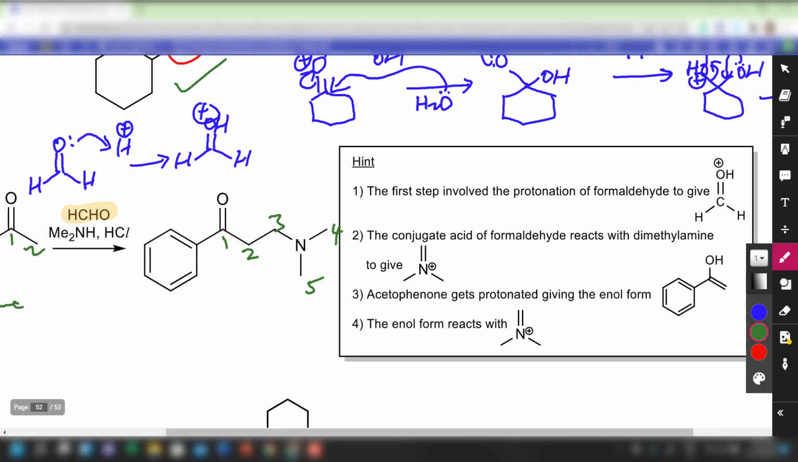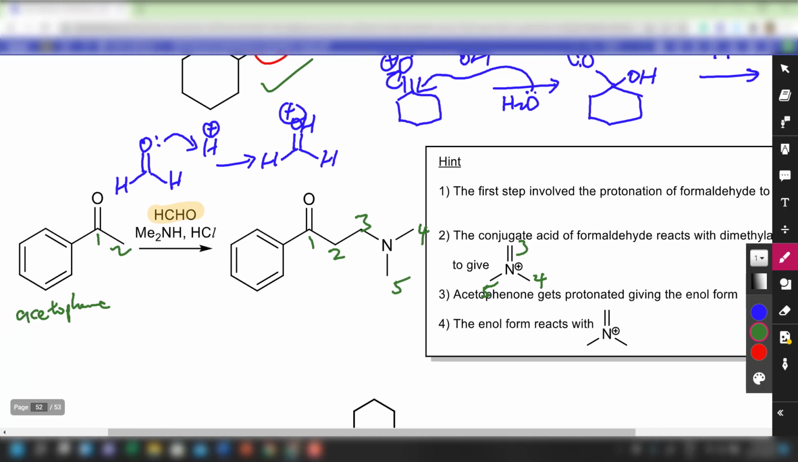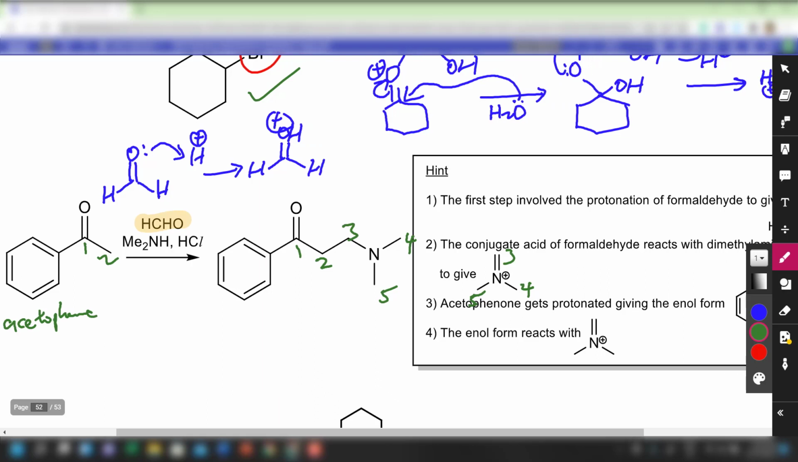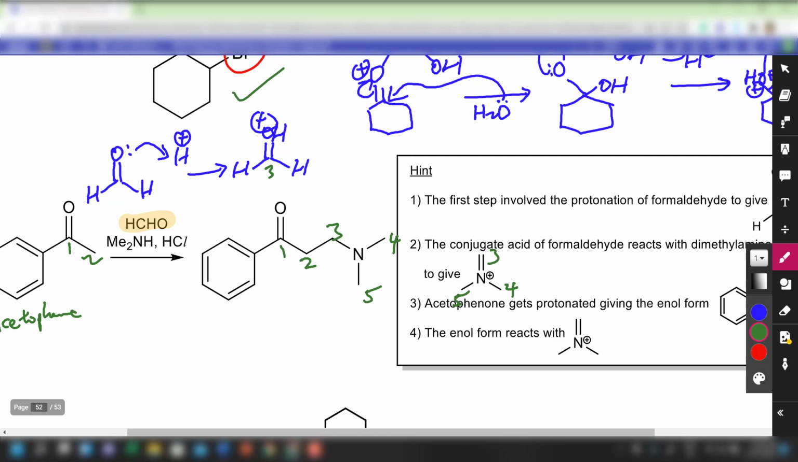So if I'm going to number the carbon, this will be 4, 5, and then this is 3, right? Yeah, so that means that my dimethylamine is going to perform the nucleophilic attack on the carbonyl carbon of formaldehyde and the conjugate acid of formaldehyde. Okay, so I'm going to draw this out.